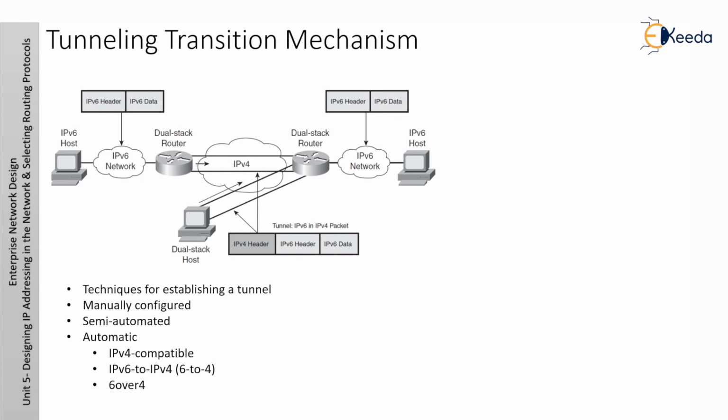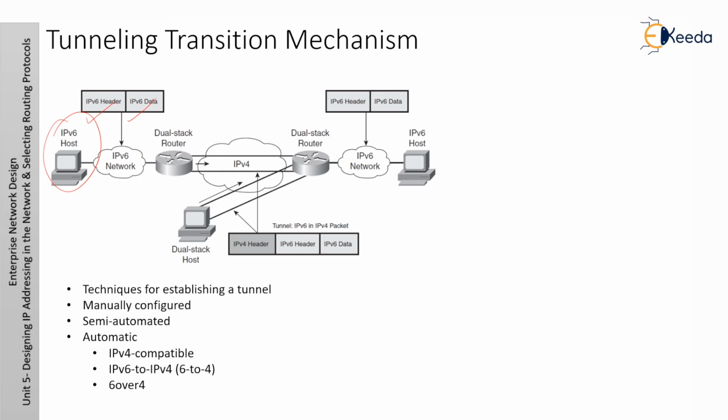Tunneling transition mechanism. The purpose of tunneling is to encapsulate packets of one type in packets of another type when transitioning to IP version 6. Tunneling encapsulates IP version 6 packets in IP version 4 packets. So in this figure, you can see the IP version 6 header, the IP version 6 data, and this is the IP version 6 host.